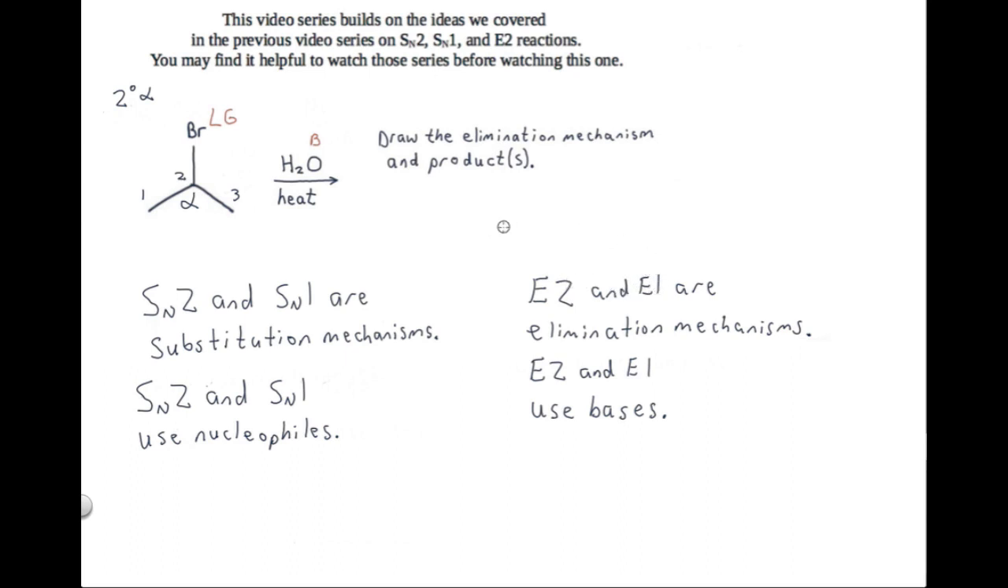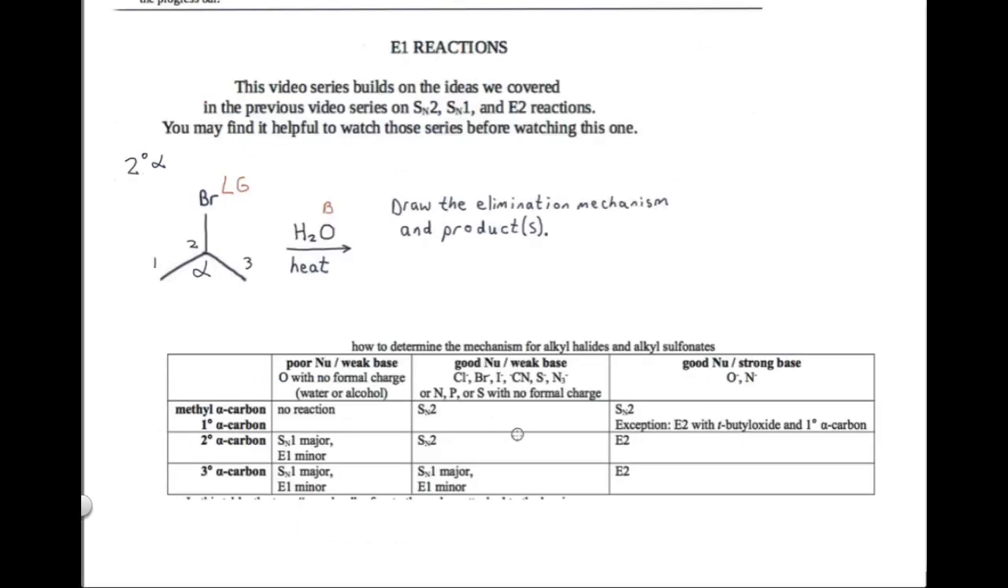Will the mechanism be E2 or E1? The way to decide is to use a table. We can use this table to determine the mechanism. I've discussed extensively how to use this table in my earlier video series. Now we have a secondary alpha carbon, which puts us in the middle row of the table. The atom we're going to use as our base is the neutral oxygen. We'll use the neutral oxygen in the water as our base.